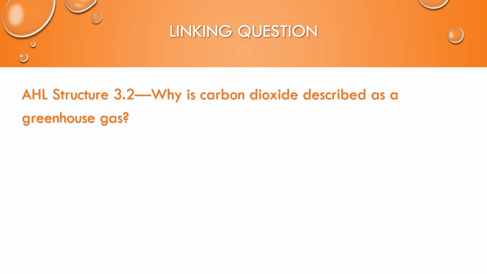Now this links to the higher level concept in structure 3.2. Why is carbon dioxide described as a greenhouse gas? And it's because it can absorb infrared radiation, blocking it from leaving the atmosphere. So it keeps the energy on Earth. So it warms up the atmosphere effectively, just like a greenhouse would, where you're letting the energy in, but you're trapping it inside and not letting it out.